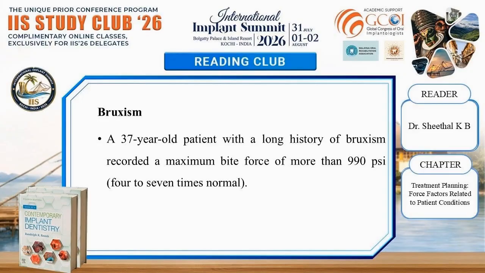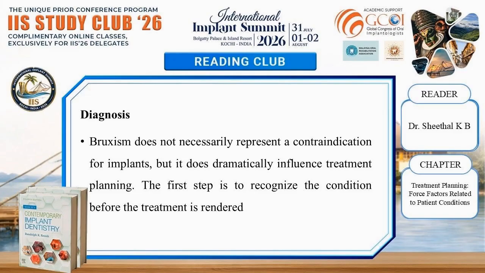Bruxism. A 37-year-old patient with a long history of bruxism recorded a maximum bite force of more than 990 psi, 4 to 7 times normal. Diagnosis. Bruxism does not necessarily represent a contraindication for implants, but it does dramatically influence treatment planning. The first step is to recognize the condition before the treatment is rendered.